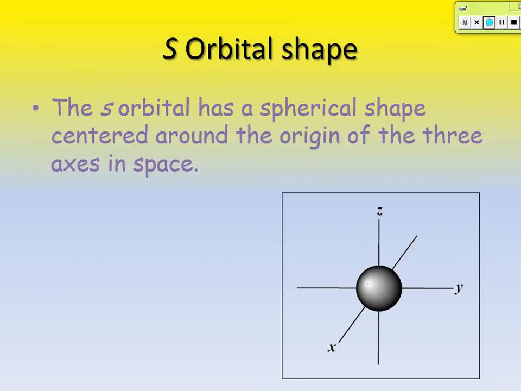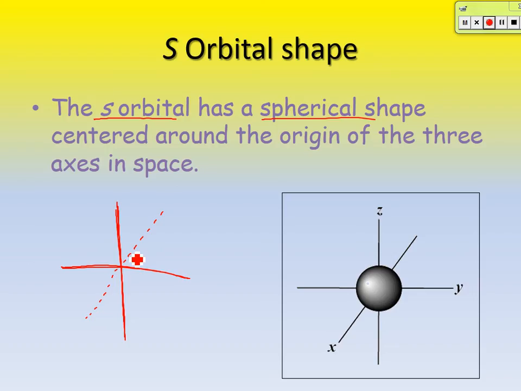Let's start with the s orbital. The s orbital has a spherical shape. So that's kind of easy to remember: s, spherical, start with an s. It's a spherical shape, centered around the origin of the nucleus in 3 axes of space. So yeah, we live in 3 dimensions. You've got an X, the horizontal, the Y is the vertical, and a Z axis would come straight out of the board and straight back into the board. I can't draw that on a 2-dimensional board, so I'll pretend that this dotted line is coming straight at you and straight back into the board.